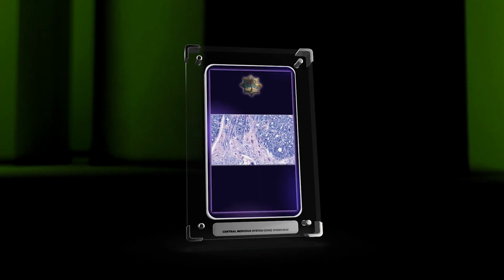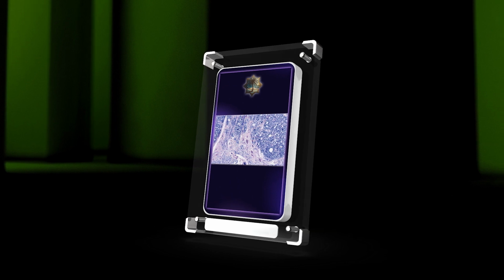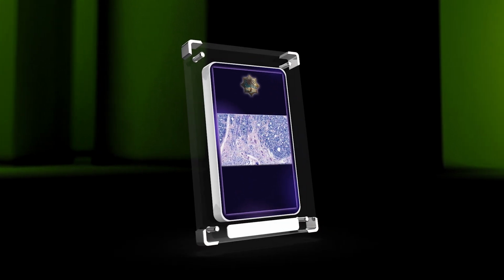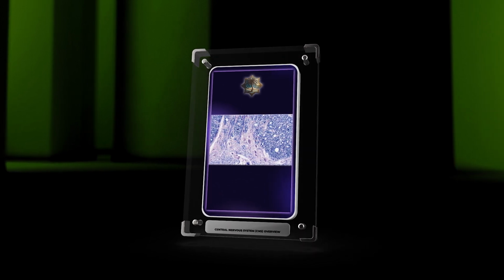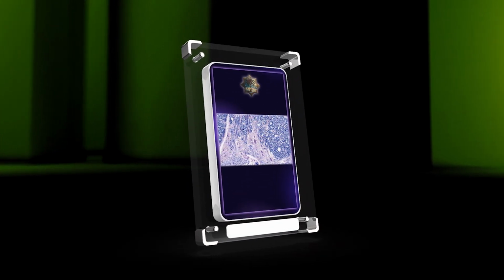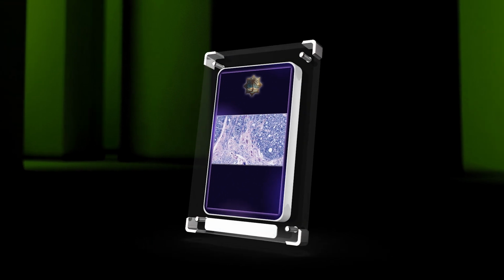In conclusion, the study of histology helps us understand the structure and function of the CNS. This knowledge is important for diagnosing and treating neurological diseases. Keep learning and appreciate the complexity of the nervous system. Let histology be a tool towards better patient care.